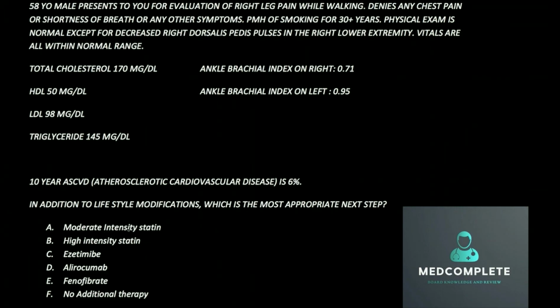Moderate intensity statin is a good idea in patients that don't have CAD risk equivalents, but have an ASCVD above 5%. So this patient, for example, if they told you that all of these tests were normal, he does not have any evidence of CAD or PVD, then since his ASCVD is above 5, you can consider a moderate intensity statin in that patient.